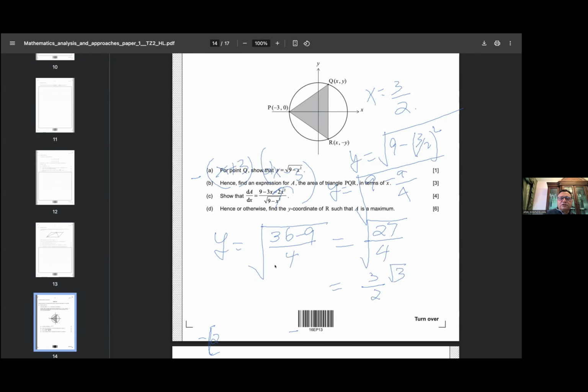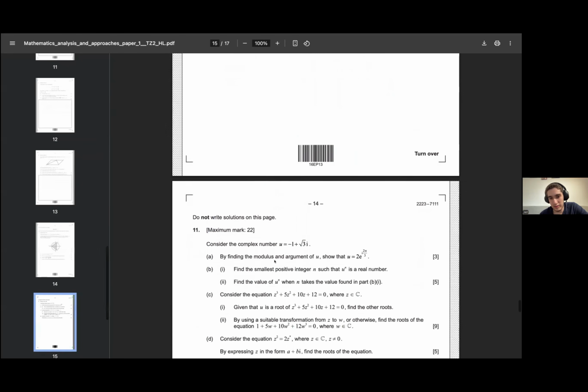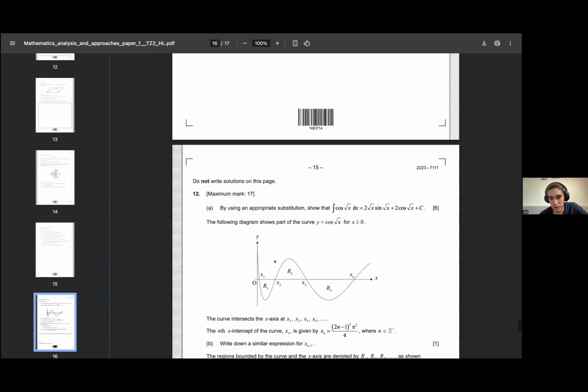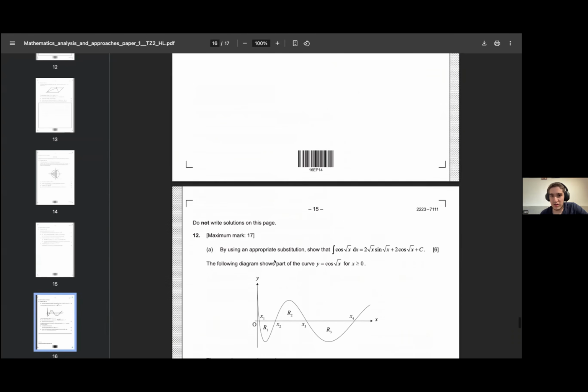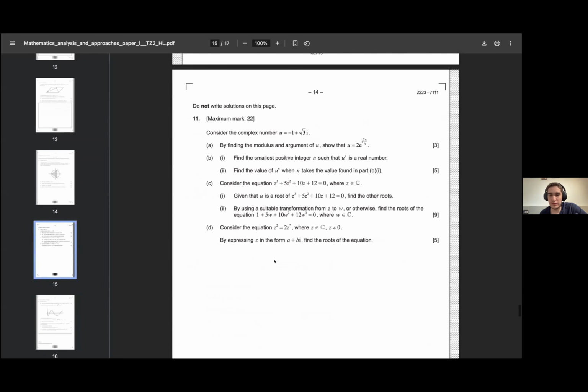So that is how you're going to solve this question. A lot of work, a lot of algebra, right? We have 2 more. What is it saying? Which complex number? This one?